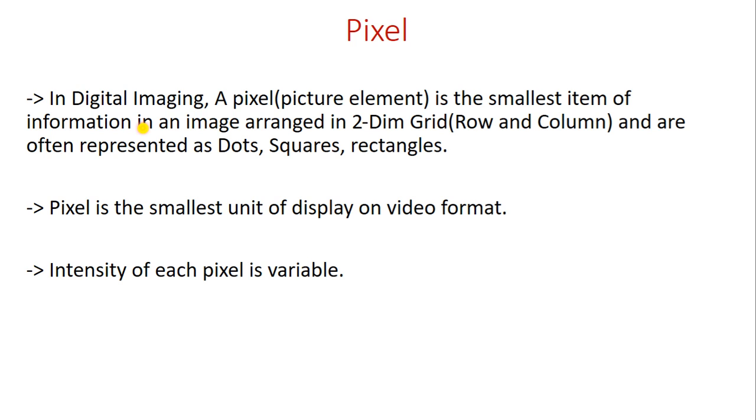And it is in the form of an image, arranged in a two-dimensional grid form. Two-dimensional means rows and columns. I will show you now. Pixels are often represented as dots, squares and rectangles. So it is the smallest item, and it contains numerical data value information, and the pixels are two-dimensional, that is rows and columns.